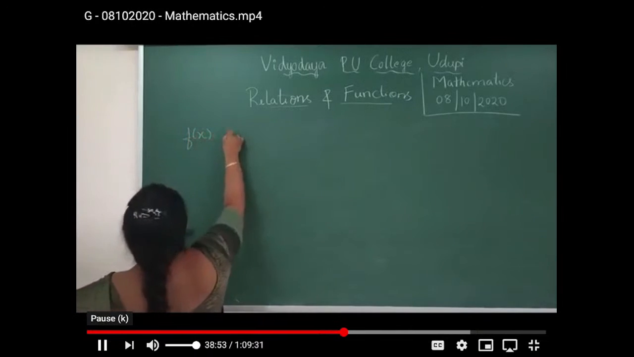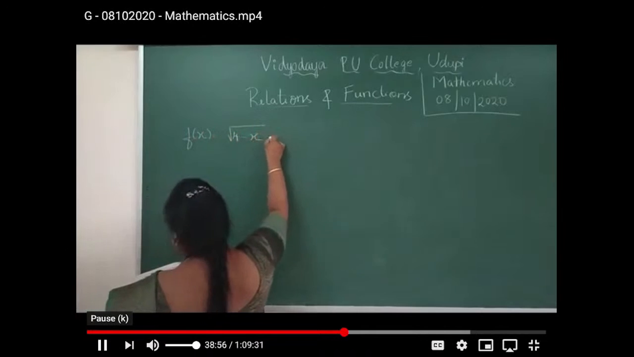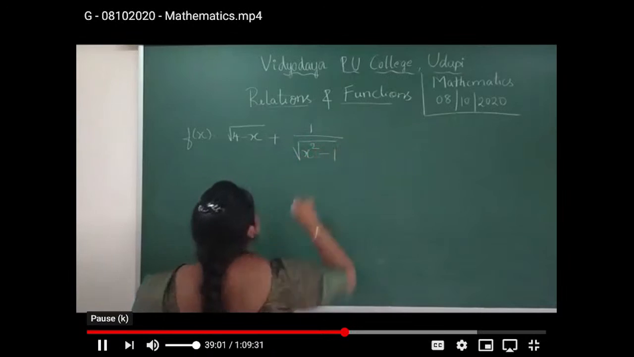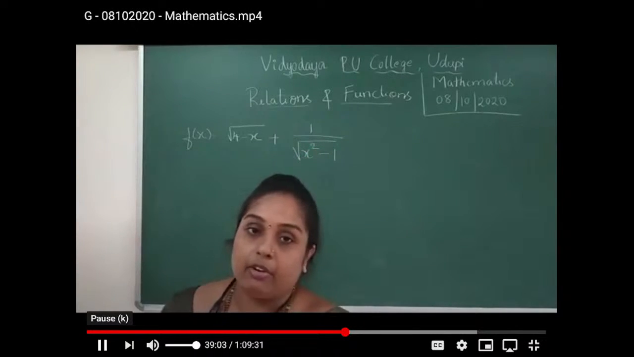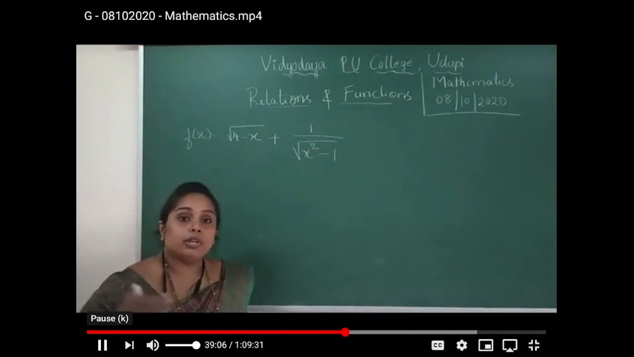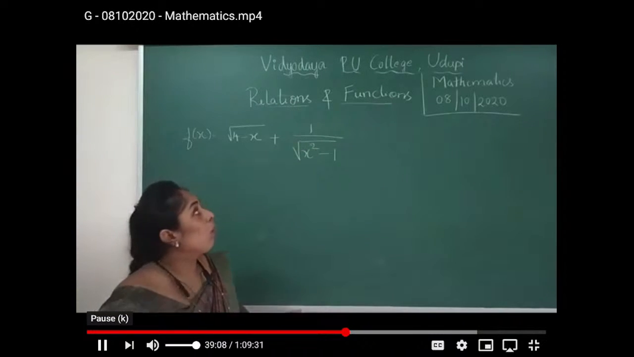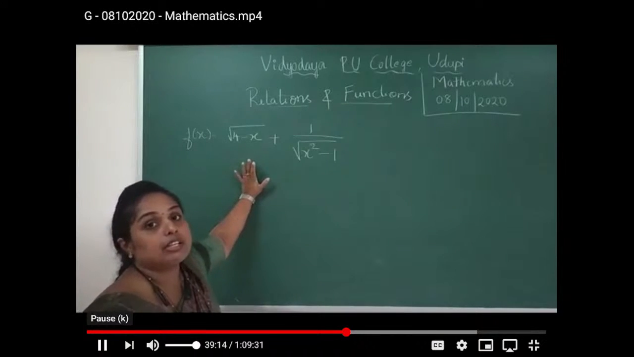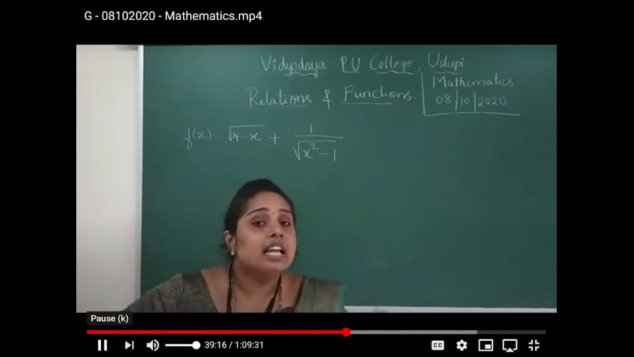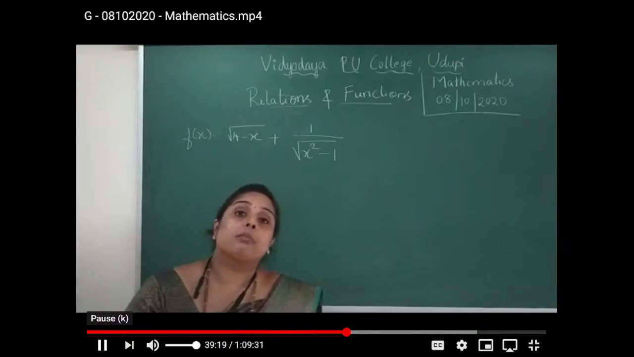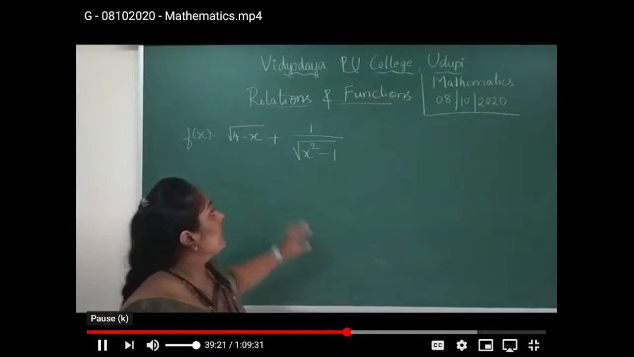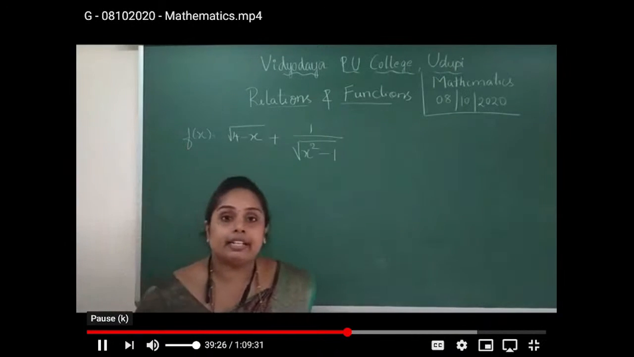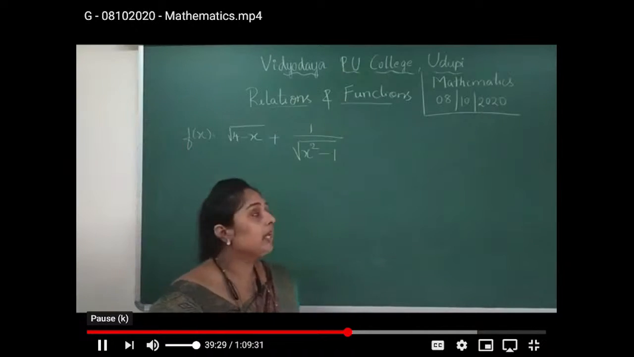f of x is equal to root of 4 minus x plus 1 divided by root of x square minus 1. Once again, we have to find the domain. You know what is domain? Domain is what value we can substitute in the place of x such that f of x is defined. If you understand that sentence, it's enough. You can easily find what is domain and range. The value which we can substitute in the place of x such that f of x is defined, that is called domain.